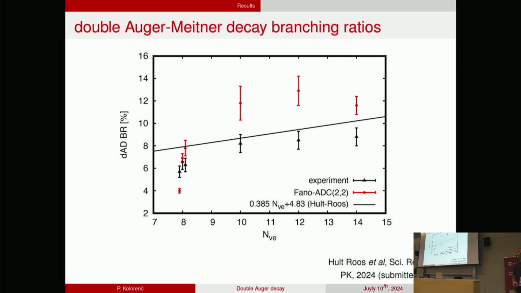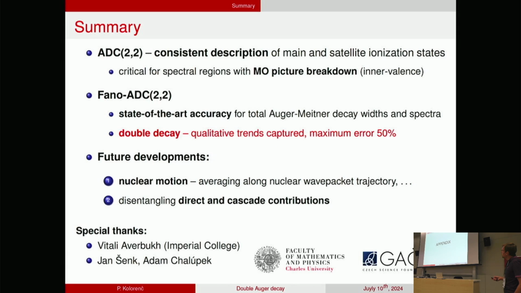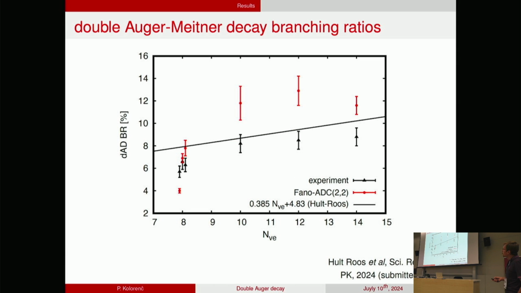Yeah, Daniel has another question. Hi, thanks for the talk. At the last slide, you mentioned that the largest error was 50%. Could you say for which molecule this error was, and does it maybe indicate the role of the nuclear motion?